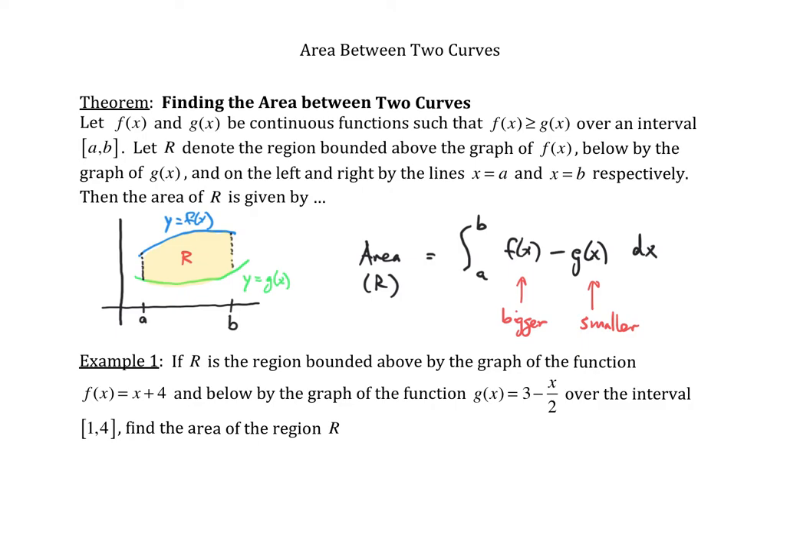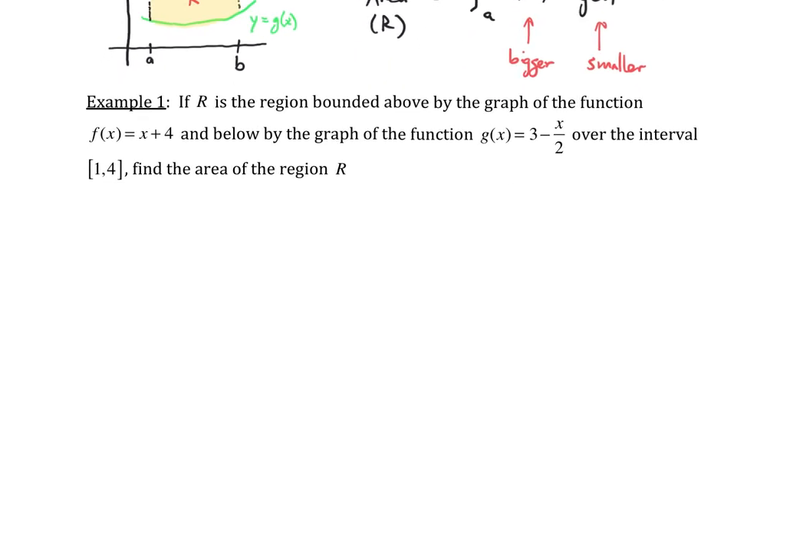Let's take a look at example 1. In example 1, we have a region bounded above by the graph f of x equals x plus 4. So I definitely want to sketch a graph of this. So let me draw a set of axes here, like this. I'm going to label the x-axis 1, 2, 3, 4, and I'm going to label the y-axis 1, 2, 3, 4 like that.